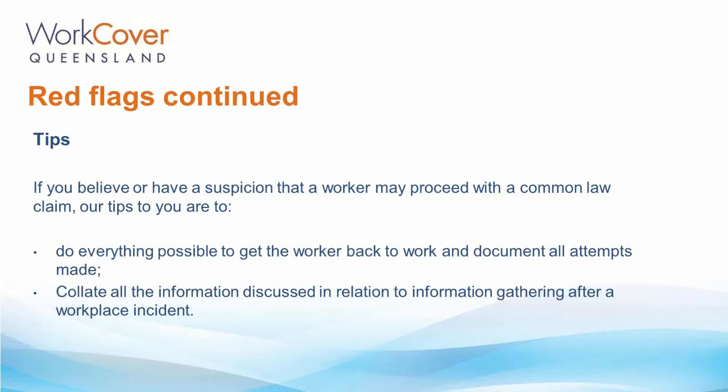Now, the last exciting topic to discuss is disclosure obligations in the event that a claim goes common law. In a common law claim, parties are required to give each other information and documents to assist with investigating the claim. This is what we refer to as disclosure. The disclosure requirements of parties involved in a claim are outlined in Section 279 of the Workers' Compensation and Rehabilitation Act of 2003. I'll just quickly run you through that section.